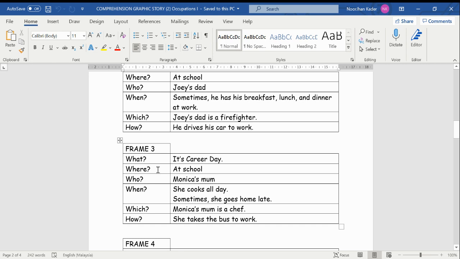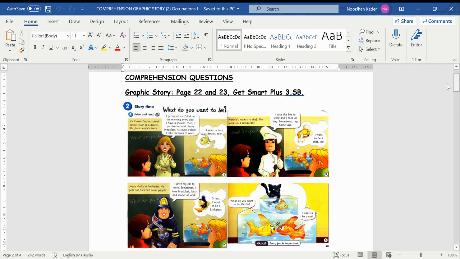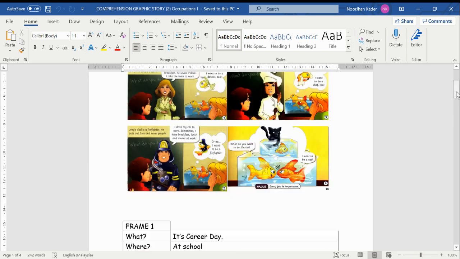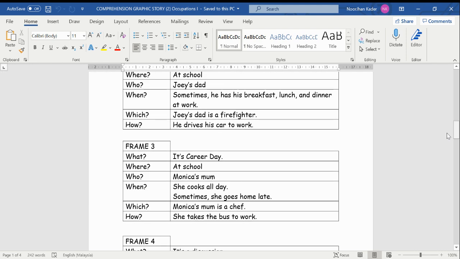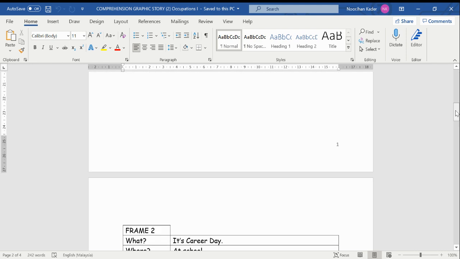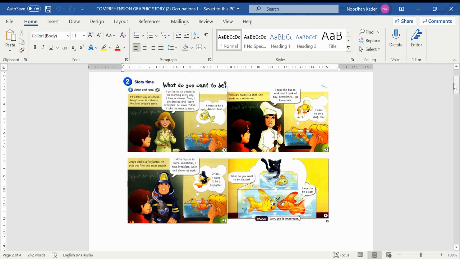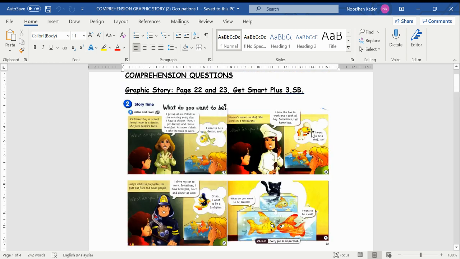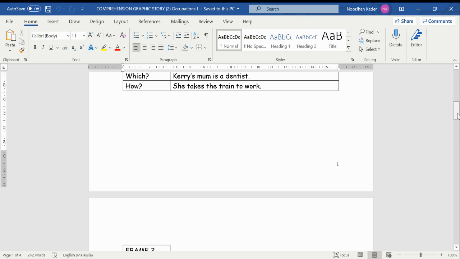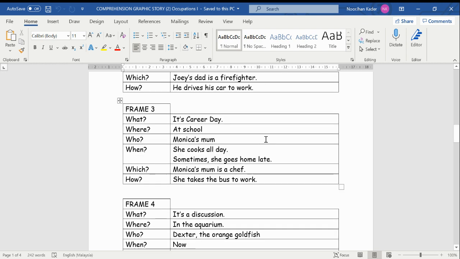Where is the career day? It's happening at school. Who is the one giving the speech in frame 3? Monica's mom. When? Let's see her speech. What does she say? Anything about time or anything that she does relating to time? We can see here that she says, I take the bus to work and I cook all day. Sometimes I go home late. So that means she's explaining about time.